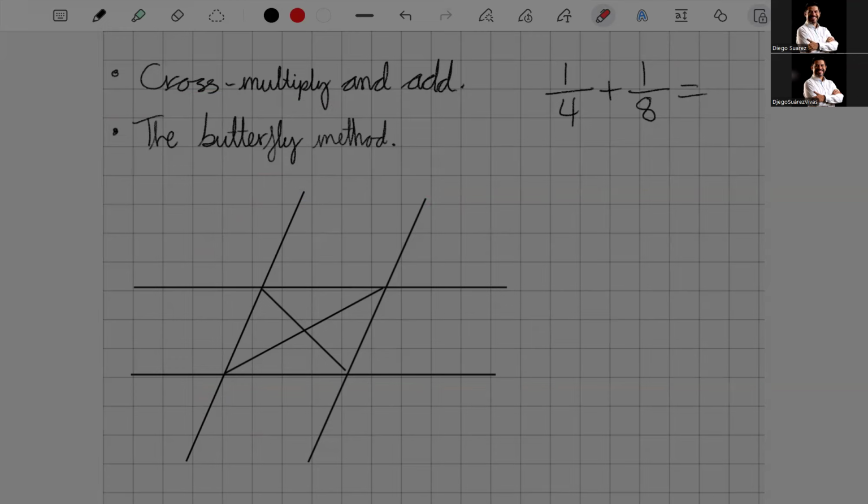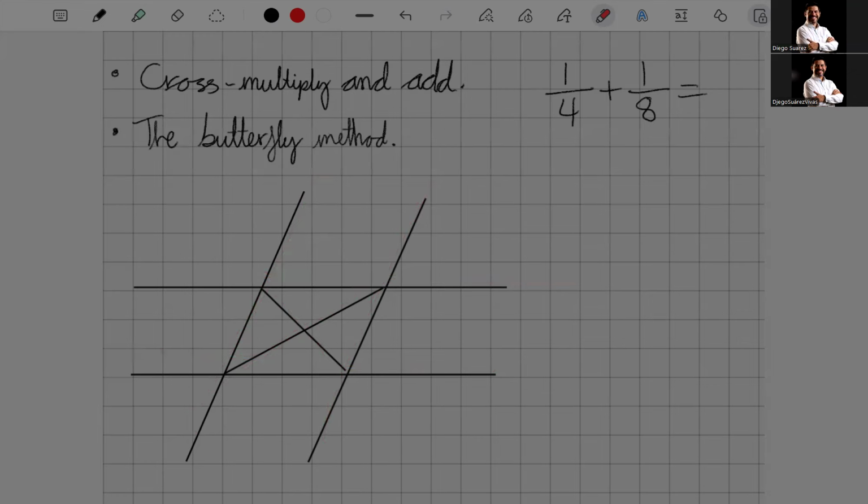Now, moving on. The first thing with the cross multiply and add is that we need to draw something similar to a hashtag, as you see on the screen, right? So we need to just basically draw this in this way and cross it in the middle. So you have a hashtag or something similar to that.